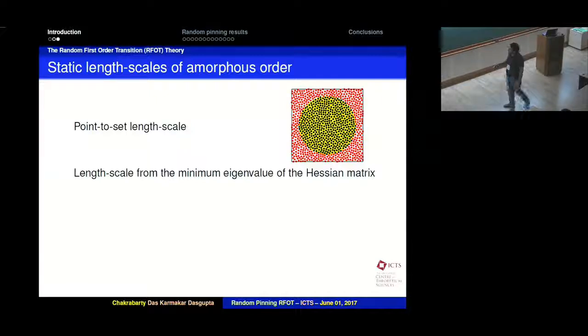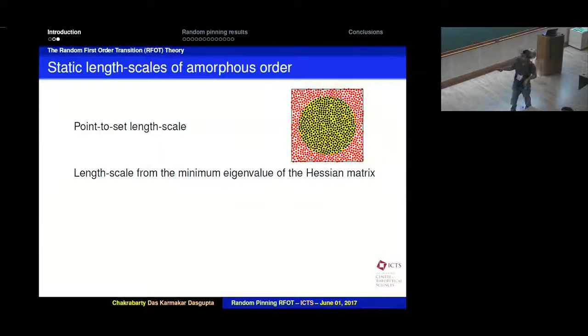And then there is another length scale which can be calculated at low temperatures from the minimum eigenvalue of the Hessian matrix. So you just minimize the energy from the starting configuration and see the vibrational modes, and the minimum eigenvalue of that, from a scaling of that you can get a length scale which also gives you the static length scale.